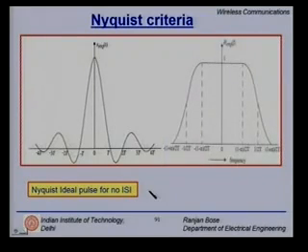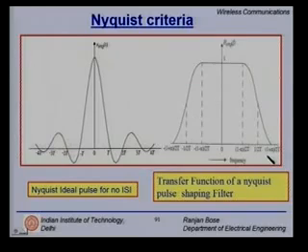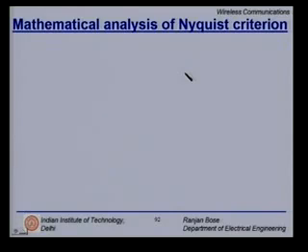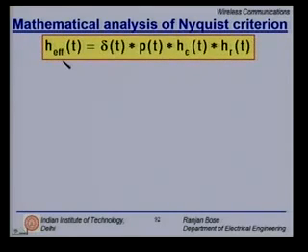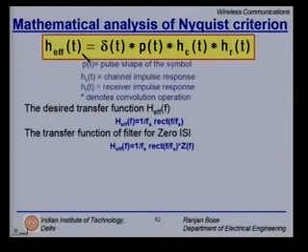How does it look in the frequency domain? You can have the transfer function of a Nyquist pulse shaping filter as follows. So, Nyquist criteria can also be understood in the frequency domain. Let us talk about the mathematical analysis of Nyquist criteria. So, what is your H effective? It is delta t convolved with p(t), your pulse, the impulse response of the channel and the impulse response of the receiver. This should have the property that it is non-zero only at its own sampling duration interval and it is 0 for all other sampling instances. p(t) is the pulse shape of the symbol, h(t) as I said is the channel impulse response, h_r is the receiver impulse response, and the star denotes the convolution operation.